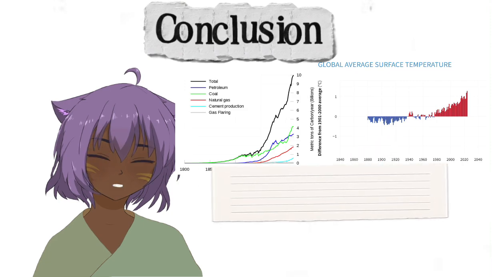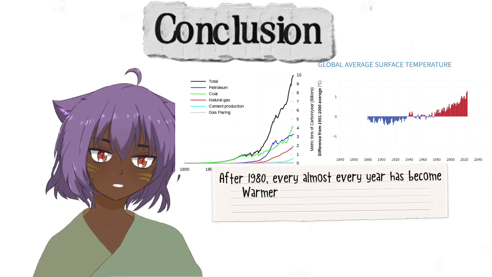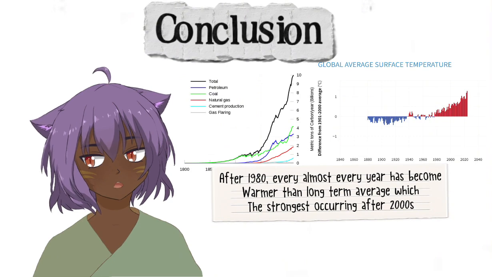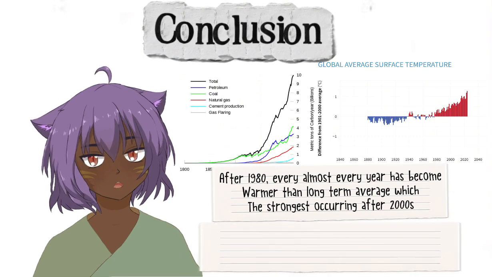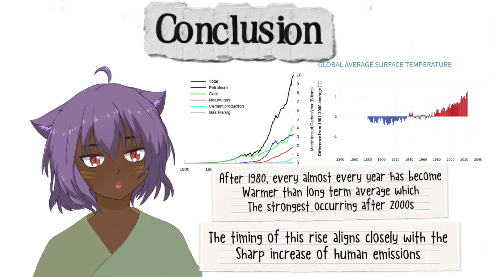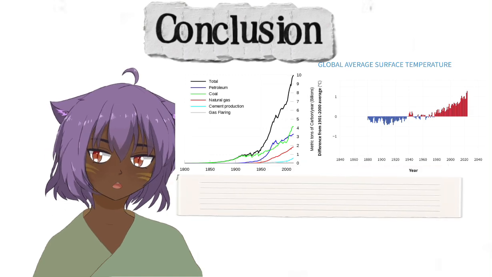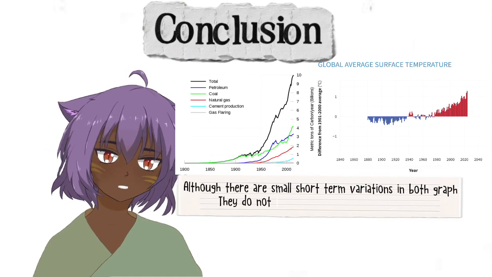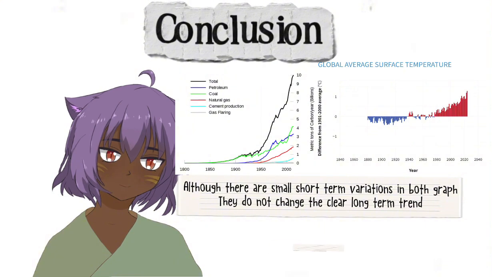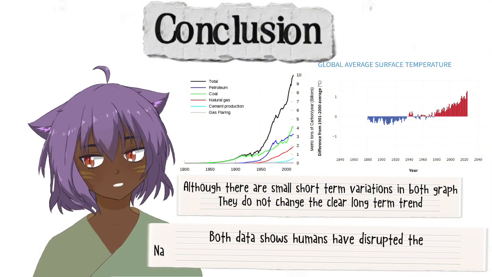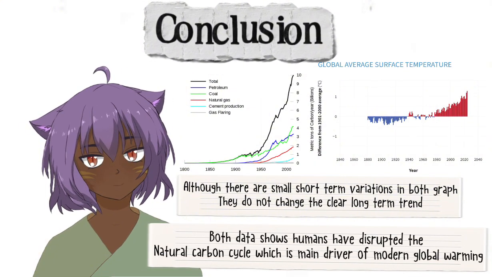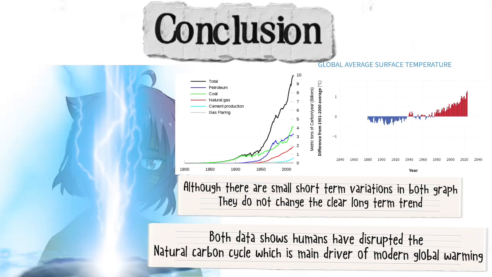After 1980, almost every year becomes warmer than the long-term average, with the strongest warming occurring after 2000. The timing of this rise aligns closely with the sharp increase in human emissions. Although there are small short-term variations in both graphs, they do not change the clear long-term trend. Together, the data shows that humans have disrupted the natural carbon cycle, and this disruption is the main driver of modern global warming.